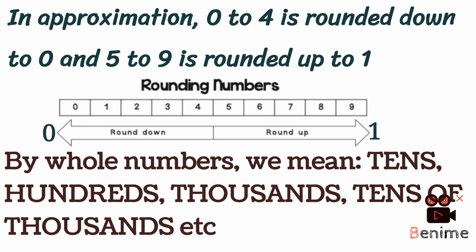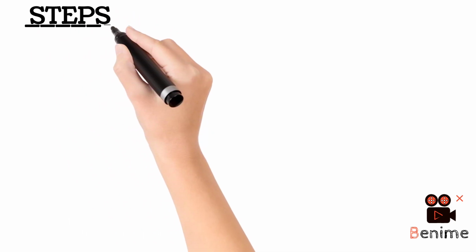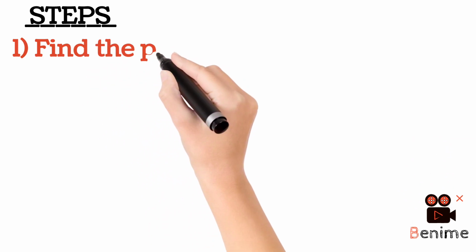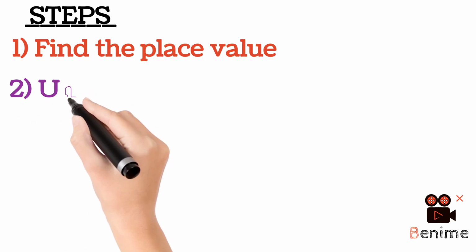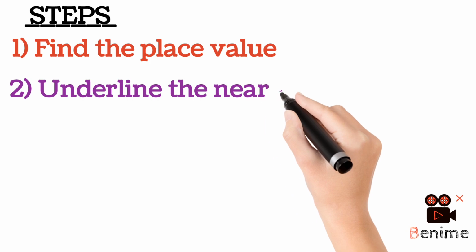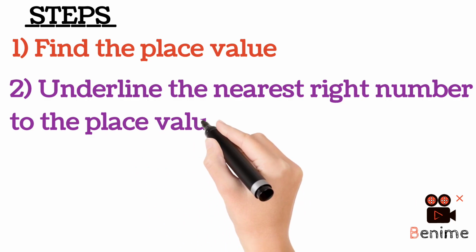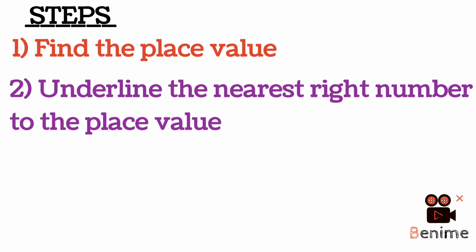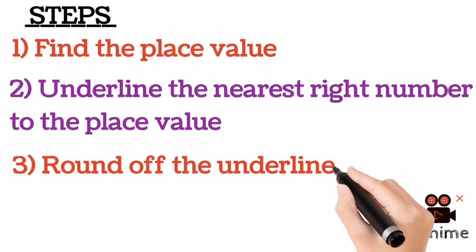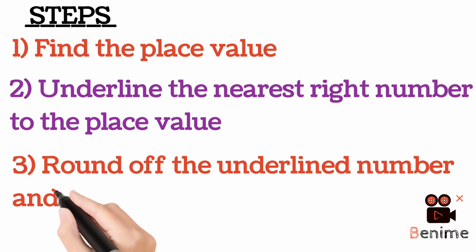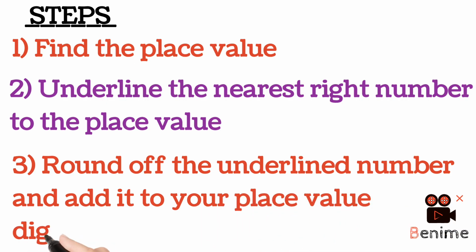Now let's look at the steps to use in solving approximation. The first one says, find the place value. The second, underline the nearest right number to the place value. And the third one is, round off the underlined number and add it to your place value digits. That is, after rounding it off or up, you're going to add it to your place value digits.